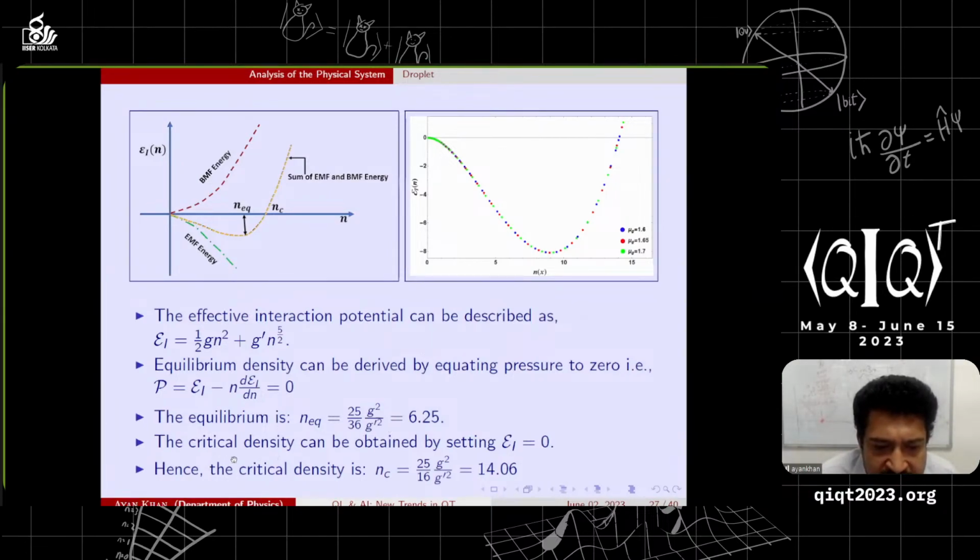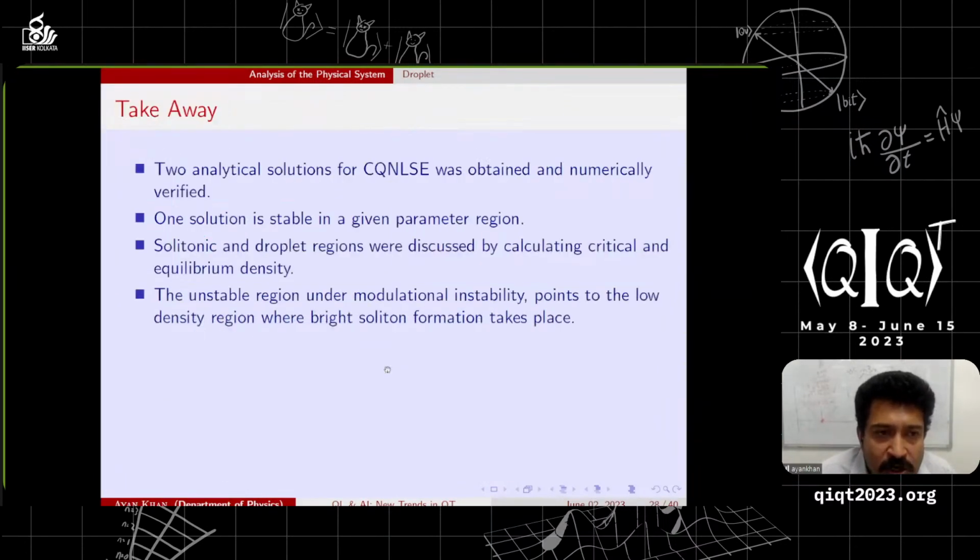Now, when we try to calculate the critical density, we set the effective interaction energy functional to 0. And we get a critical density of 14.06, which actually matches very well with my solutions. So what are the takeaways from here? From this study, we realized that there are 2 analytical solutions, and one solution is unstable, one is stable. Then the solitonic droplet regions, what we discussed, by calculating the critical and equilibrium density.